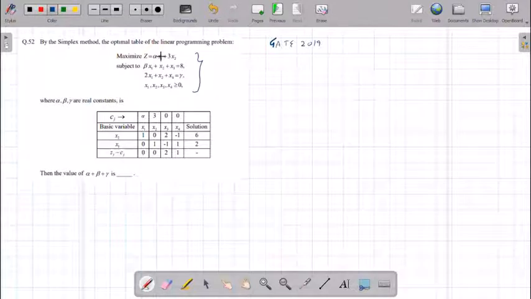So you can see this alpha is appearing here, beta is here and gamma is here. They are real constants. So this is the optimal table, as they are mentioning. Then the value of alpha plus beta plus gamma is?